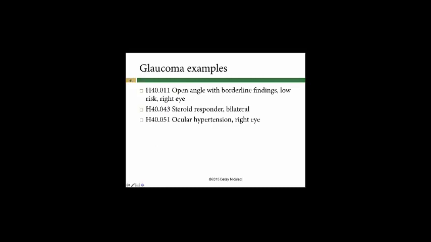So here are a couple of examples. H40.011, open angle with borderline findings, low risk, right eye. So we know if we have right eye, we'd have left eye, bilateral eyes, and unspecified eyes. H40.043, steroid responder, bilateral. H40.051, ocular hypertension, right eye. So I don't think those are going to cause us too many problems.